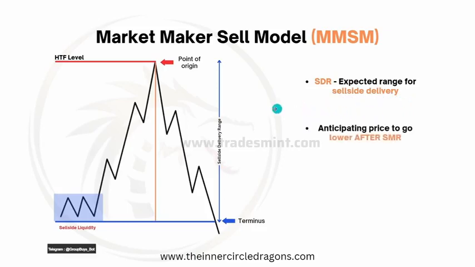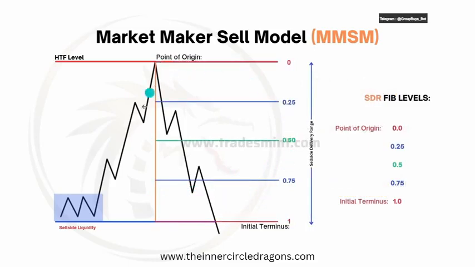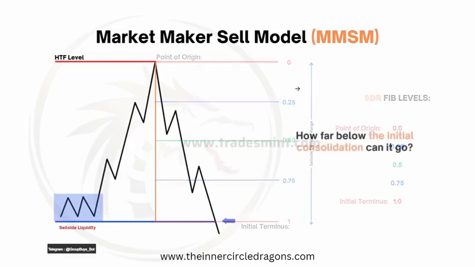We are anticipating price to go lower after the smart money reversal, and we are targeting the sell side liquidity below the initial consolidation. So just like on the left side of the curve, where we could grade our range, we can now do the same for the sell side of the market maker sell model. Again, this would be our SDR levels on our fib tool. We would anchor our fib from point of origin, which would be the high of the market maker sell model, to the initial terminus below the initial consolidation, and we would get a graded range of 25% increments.